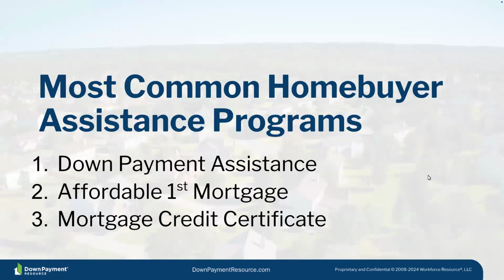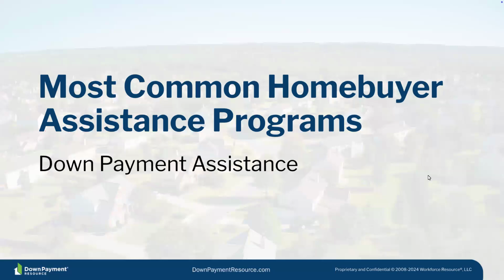So the 3 most common types of homebuyer assistance programs are the down payment assistance program, the affordable first mortgage, and mortgage credit certificates. There are variations and certainly many other names for each type of program, and that's what we'll clarify as we learn how each one works. And please remember that as we go, no 2 programs are exactly the same. But as mentioned, we're going to learn the basics of each type so that you can understand at a glance what your options are. So let's begin by reviewing down payment assistance programs.